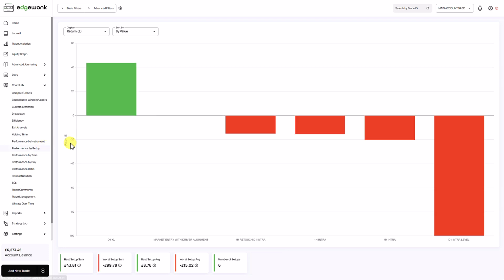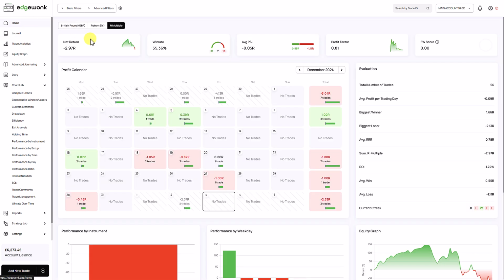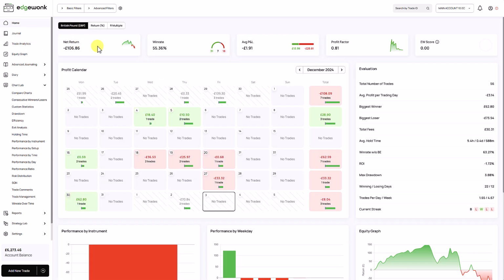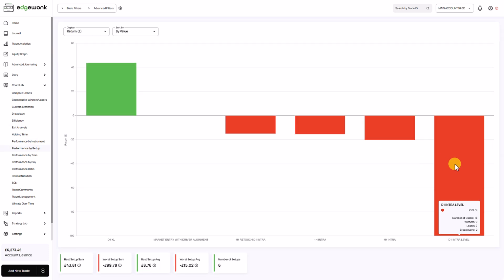When we go to the setups, we can see that he has only one profitable trading setup here, but there are only 5 trades. The big thing that is worrisome here is this setup, D1 intra level, 18 trades, and he is losing quite a lot of money, almost 100 pounds. And when we go back to the journal, you can see that this is then making up for most of his losses. So this is a setup that you need to investigate more and further.